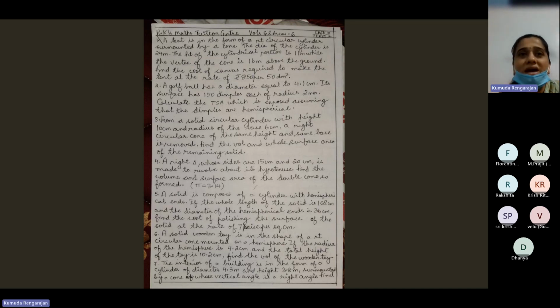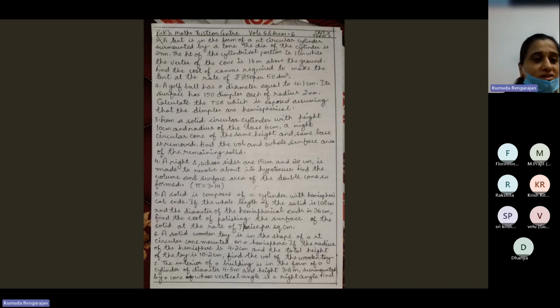So 4 pi r square minus 150 pi r square. Now the hemispherical depressions have created more area. So 4 pi r square minus 150 pi r square, that is minus the area of 150 circles, plus what is there. Take away what is not there and add what has been created. So plus 150 into 2 pi r square, the CSA of a hemisphere.